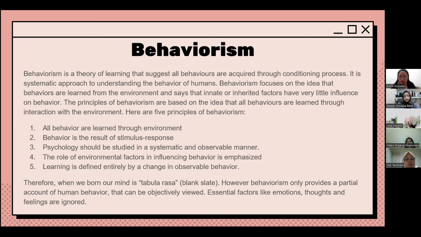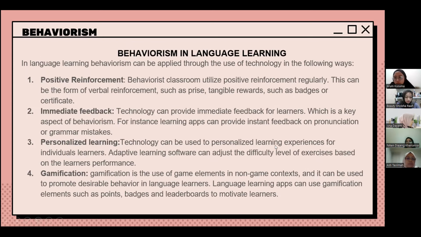Therefore, when we are born, our mind is a tabula rasa, or blank slate. However, behaviorism only provides a partial account of human behavior that can be objectively viewed. Essential factors like emotion, thoughts, and feelings are ignored. So, how can behaviorism in language learning be applied? In language learning, behaviorism can be applied through the use of technology in the following ways.